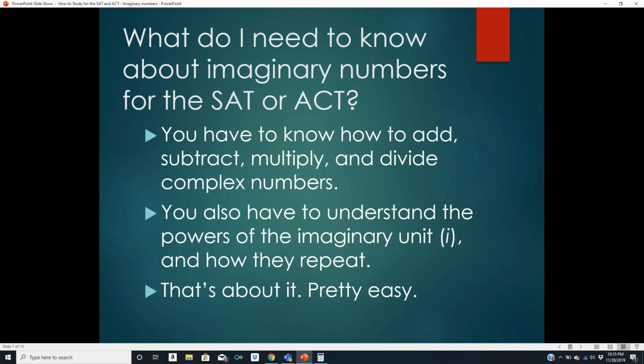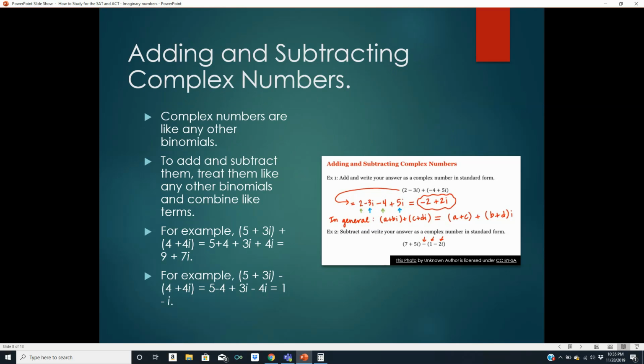Okay. What do I need to know about imaginary numbers for the SAT or ACT? You have to know how to add, subtract, multiply, and divide complex numbers. You also have to understand the powers of the imaginary unit, i, and how they repeat. That's about it. It's pretty easy.